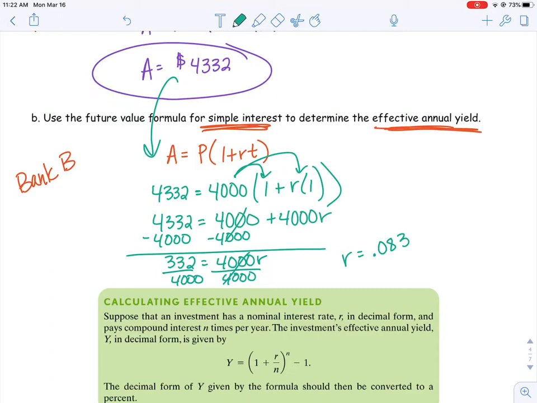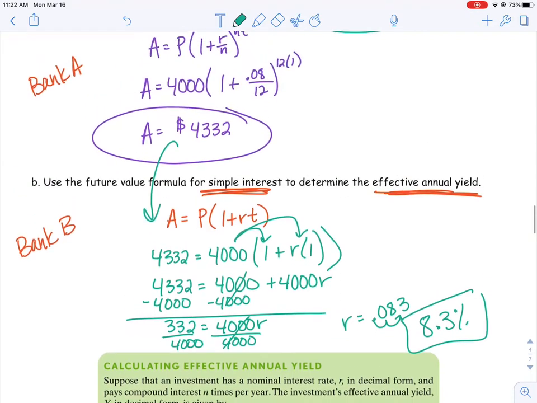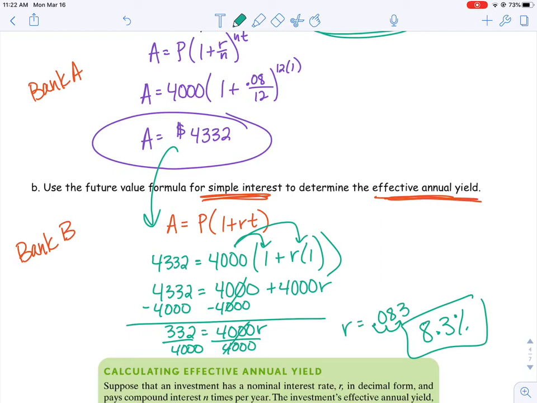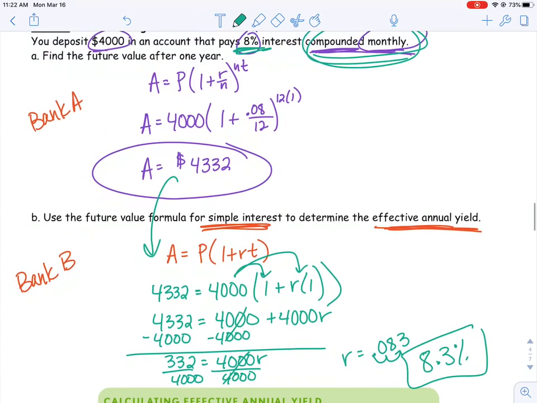So what simple interest would I have to earn in Bank B in order to make my money equivalent to just banking with Bank A? Remember, we've got to move our decimal place over twice, and my effective annual yield, or my effective rate, my simple interest rate, would have to be 8.3% if they're just going to give me simple interest in order to make sure that I have the same money in my account as Bank A.